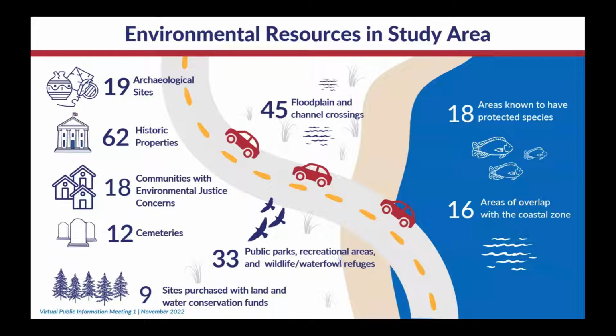For natural resources, the team identified 45 areas along the corridor that crossed floodplains and channel crossings, 18 areas that are known to have protected species, and 16 areas that are within the coastal zone.